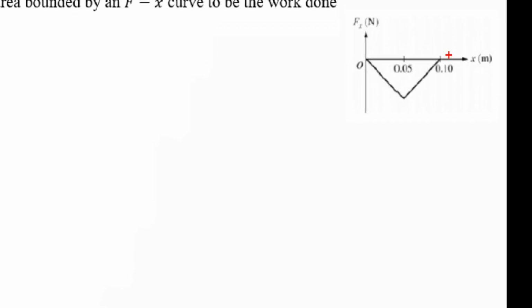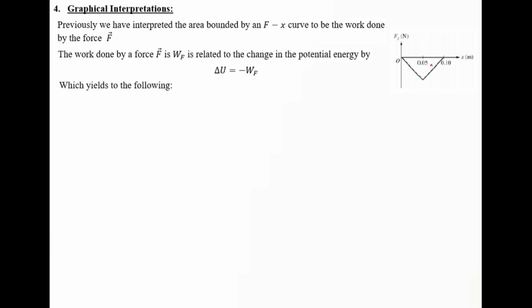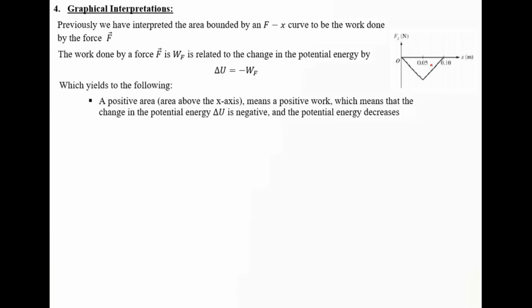Now section 4, graphical interpretation. Previously we have interpreted the area bounded by an F-x curve to be the work done by the force F. Now here we have F versus x. Then the area under the curve would represent the work done by the associated force. The work done by force F, Wf, is related to the change in the potential energy. Delta U is minus Wf, which yields the following. A positive area means a positive work, which means that the change in the potential energy delta U is negative and the potential energy decreases.